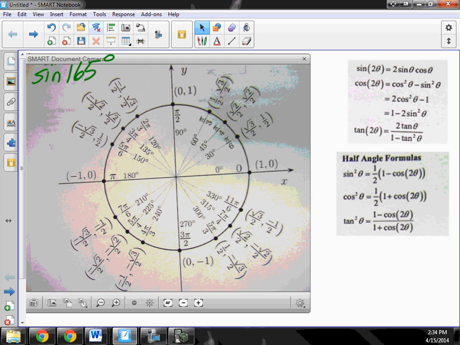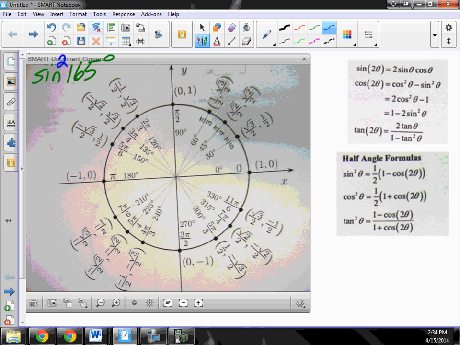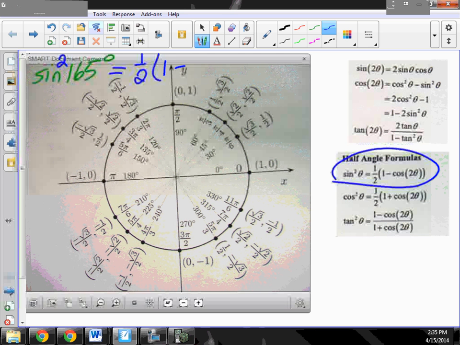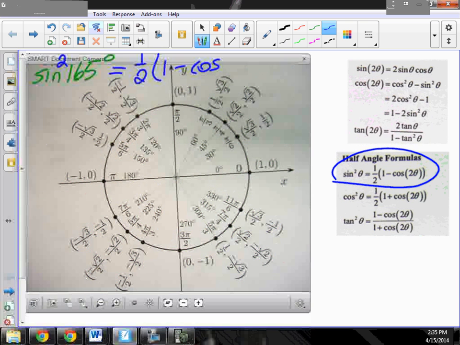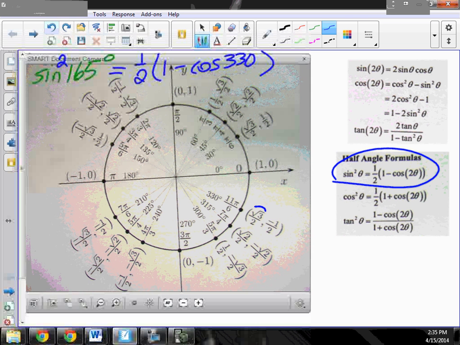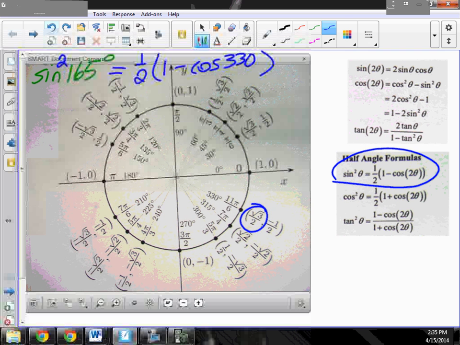Half angle formula says sine squared of 165 is equal to, using this formula here, 1/2 times 1 minus cosine. What is the double of 165? 330. Do we have a 330? Good. Then it will work. Cosine of 330. Oops, that's not it. This. Now this is a little bit tricky. 1/2 times 1 minus root 3 over 2.